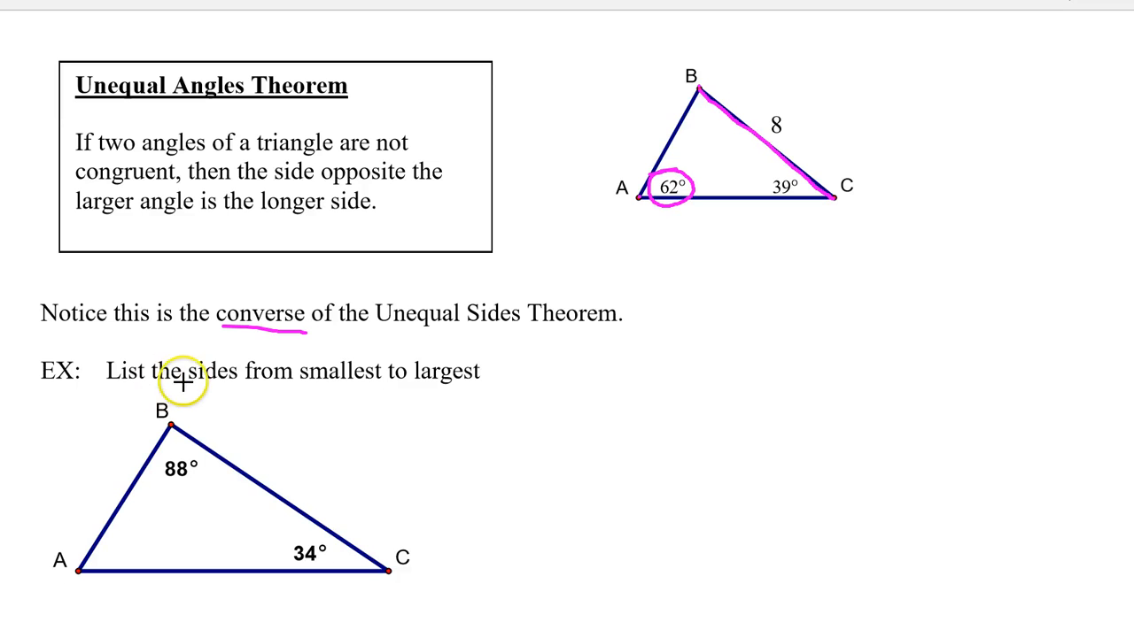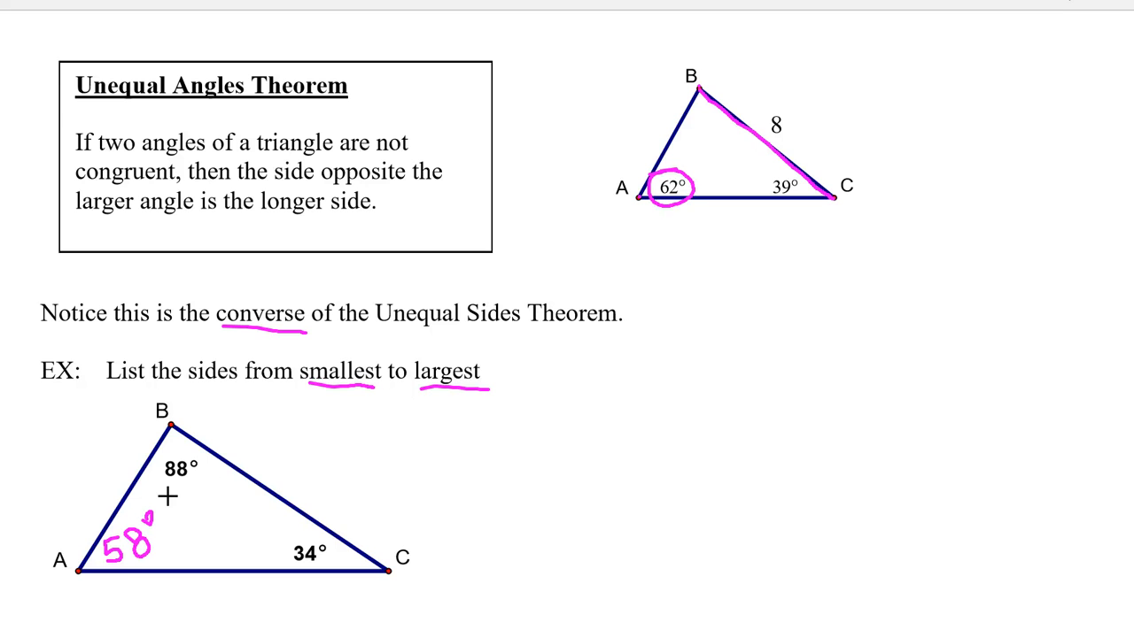So let's look at an example. It says list the sides from smallest to largest. First we would want to find the measure of the third angle here, which we can do if we do 88 plus 34 and then do 180 minus that. For our remaining angle, we would get 58 degrees. So let's find that first, 58 degrees.